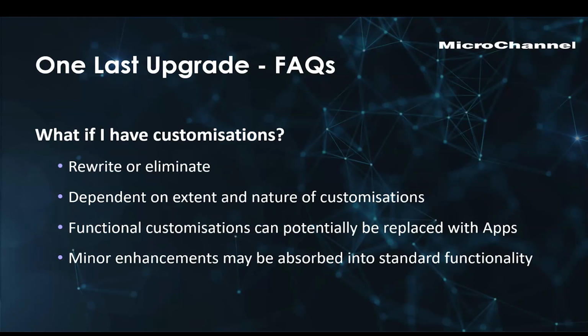So what if you have customizations? You've got a couple of options. They can be rewritten using the modern developer tools, or they can be eliminated as maybe they've been replaced by standard functionality over the years. It's really dependent on the extent and nature of the customizations. Functional customizations can potentially be replaced with apps. There's many apps available on AppSource for Business Central that may do what your current customization is doing. Minor enhancements may be absorbed into standard functionality, and it's worth reviewing what's been added to standard functionality to see if that's the case.